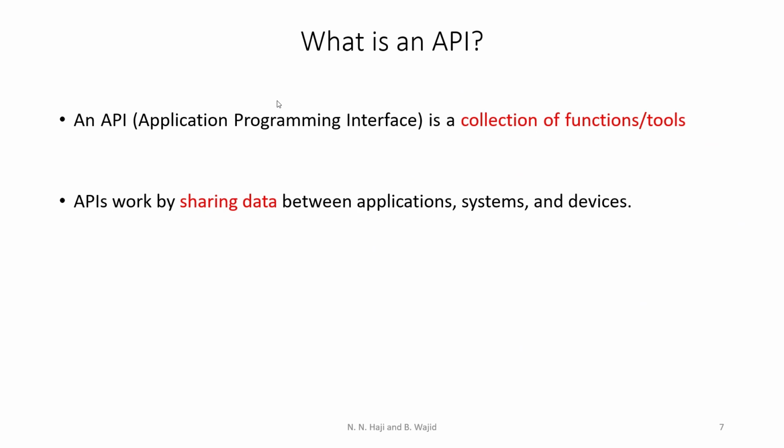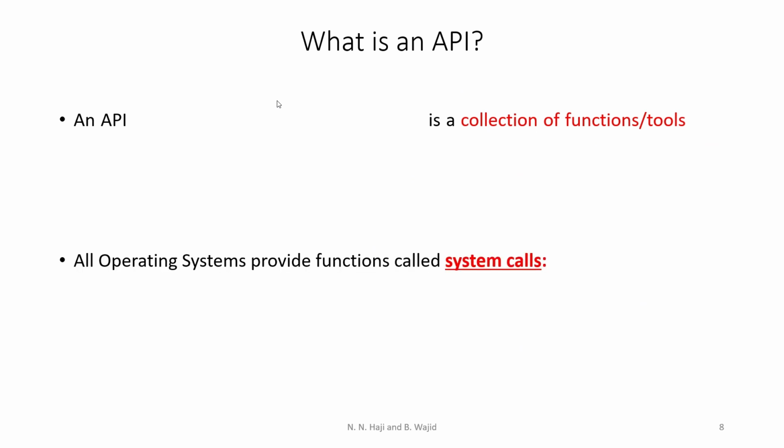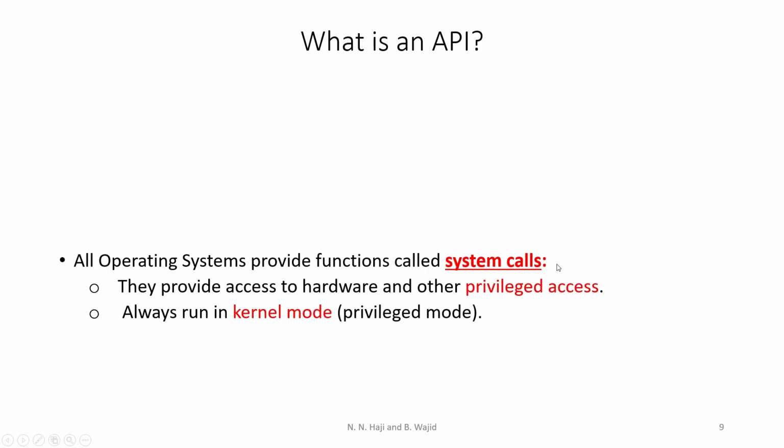API works by sharing data, and within the OS, all OS related functions are called system calls. These system calls usually run in the kernel mode, which is a privileged mode, and they provide access to the hardware using privileged access. We're going to talk more about priority levels later in the course.